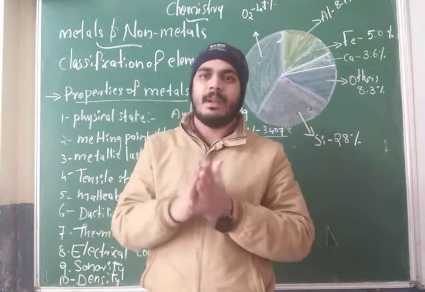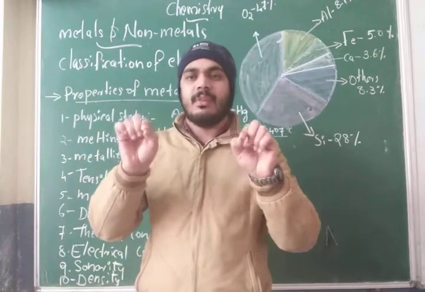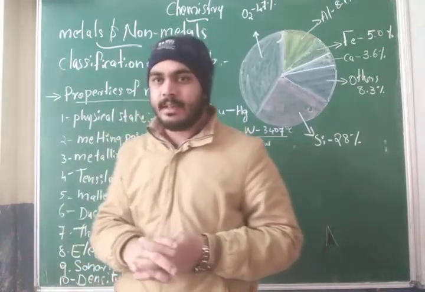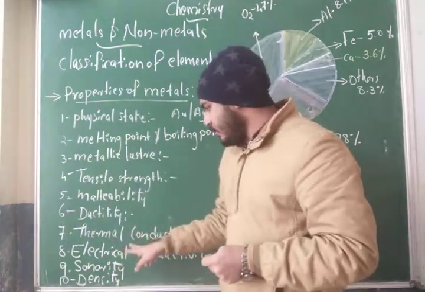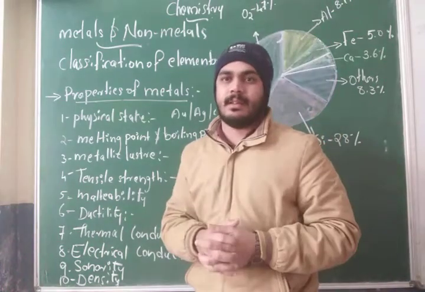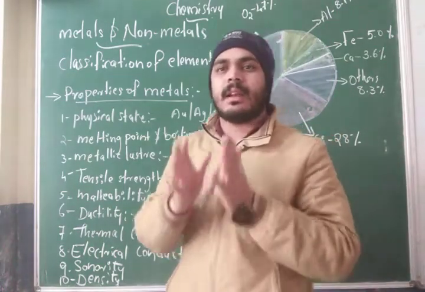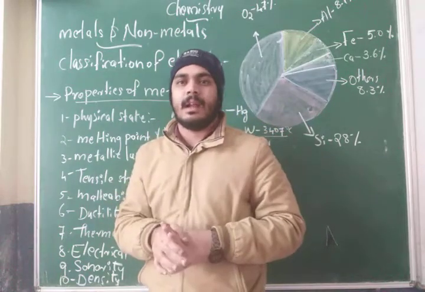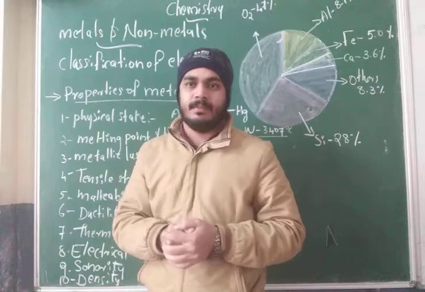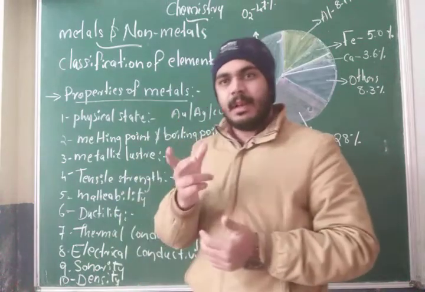So that's a malleable character. It's made into a thin wire. This property is called ductility. Ductile characters. And next one, thermal conductivity. Almost all metals conduct the heat. Conducting the heat means passing the heat from one place to another place. Okay, that's thermal conductivity.